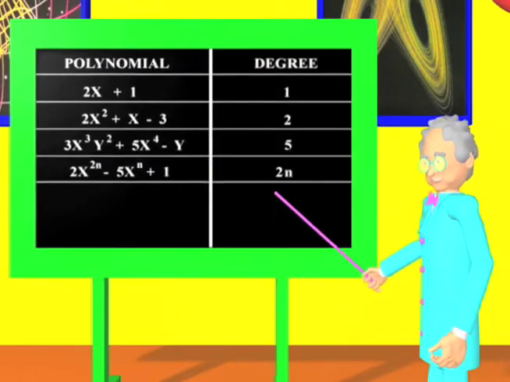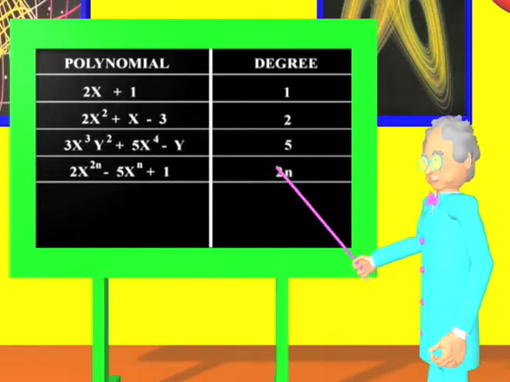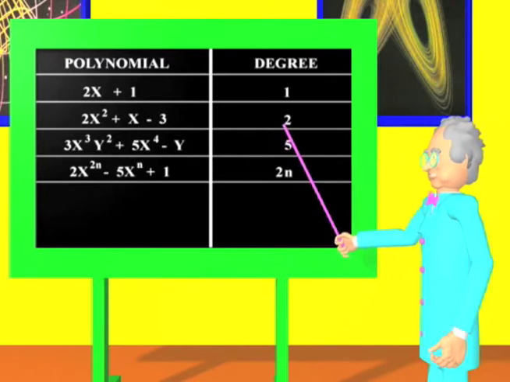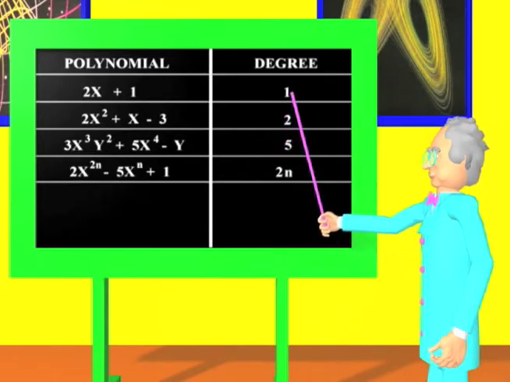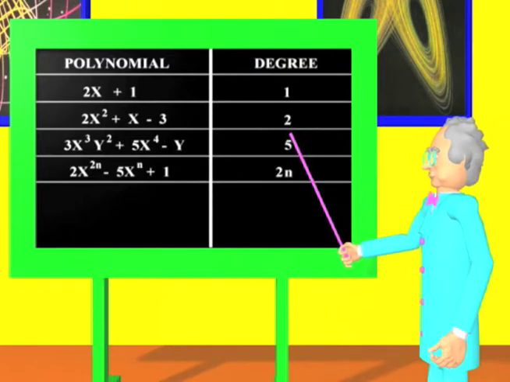Now let's take a look at polynomials. Polynomials are made up of more than one monomial, like in the case of 2x plus 1. Now the degree will be the exponent of x in this case, which is 1. In the second case, we have an x squared and an x. Go for the highest exponent, which would be 2. So that's the degree.